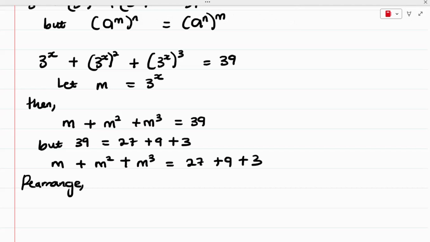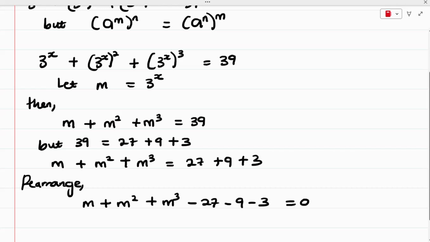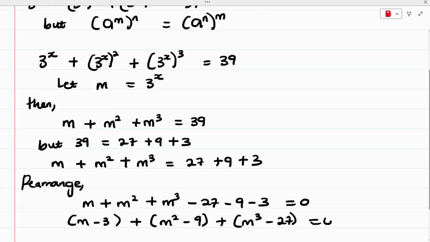So the next thing we want to do is to simply rearrange and set the equation to 0. So we have m plus m square plus m cube minus 27 minus 9 minus 3, and this is equal to 0. So let's simply rearrange this. So we have m minus 3 plus m square minus 9 plus m cube minus 27, and this is equal to 0.